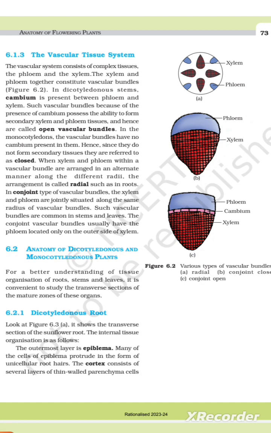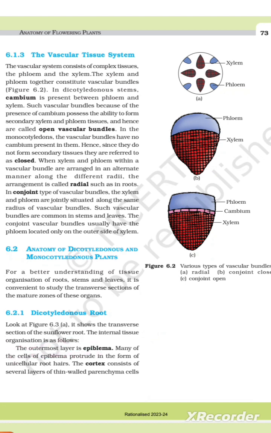6.2 Anatomy of dicotyledonous and monocotyledonous plants. For a better understanding of tissue organization of root, stem, and leaf, it is convenient to study the transverse section of the mature zones of these organs. 6.2.1 Dicotyledonous roots. Look at Figure 6.3a. It shows the transverse section of the sunflower root. The internal tissue organization is as follows.